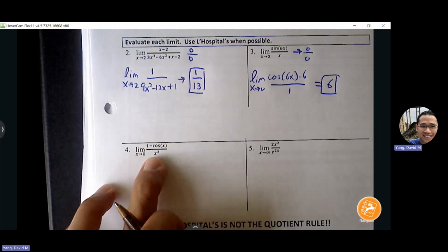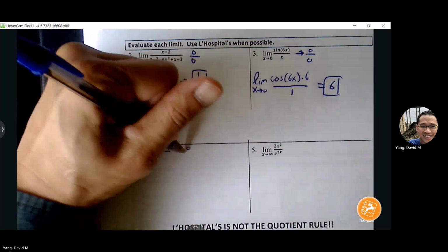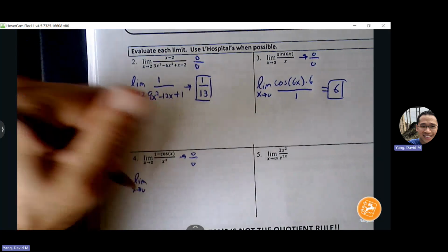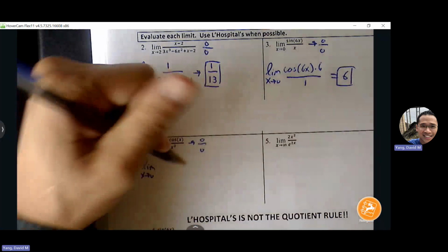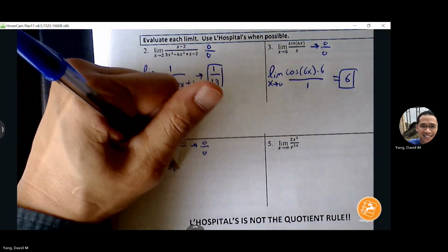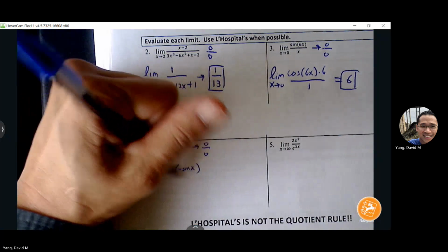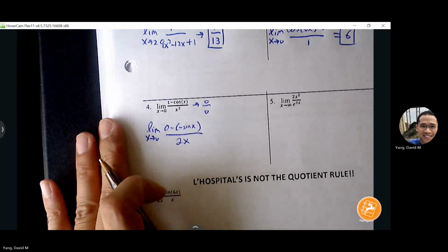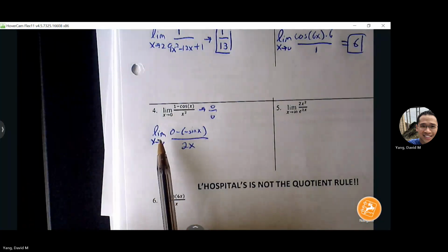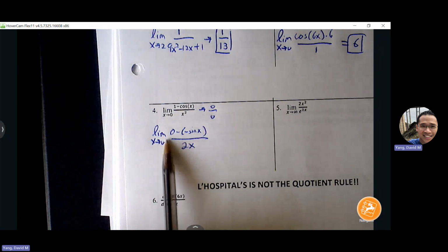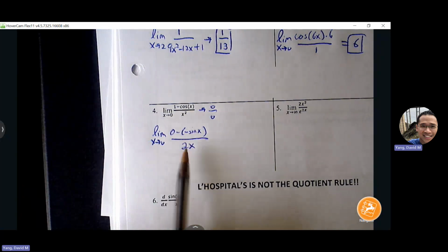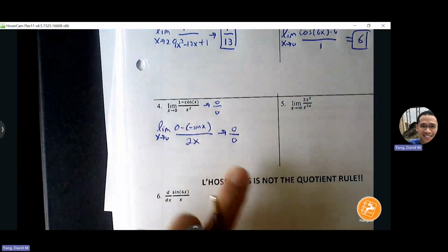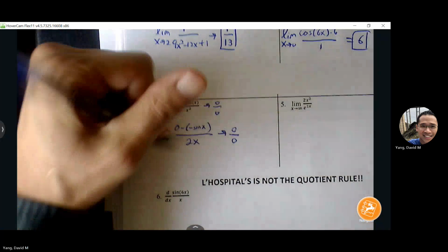Okay, example 4, plug in 0. Indeterminate form gives me the green light to do L'Hopital's rule once. Now, what happens if I do direct substitution after L'Hopital's rule? Okay, so that tells me I can do it again. I can do L'Hopital's rule again because I'm still getting indeterminate form.